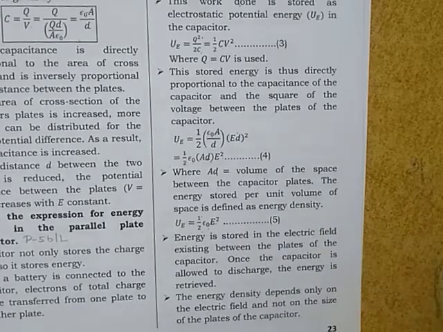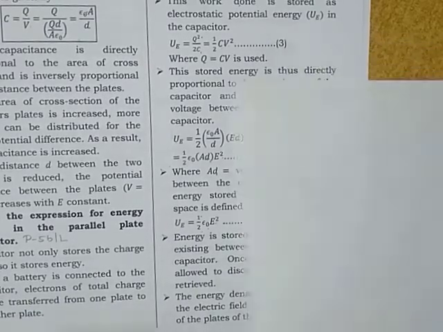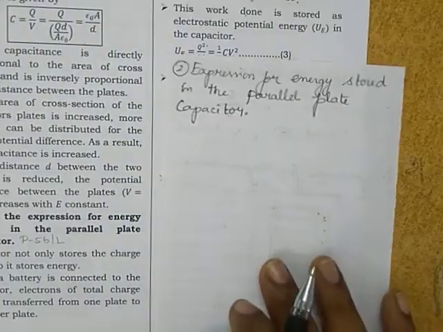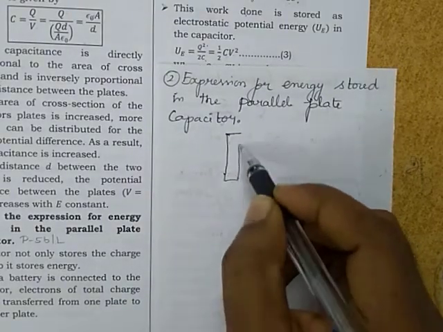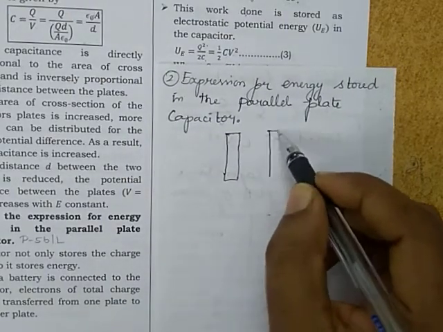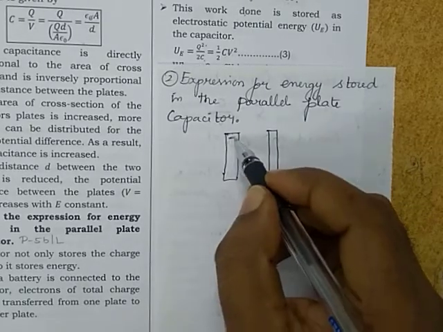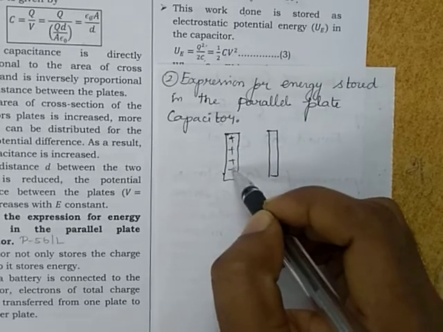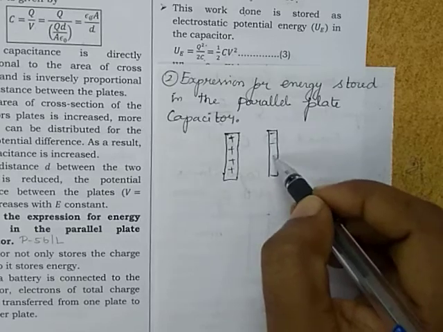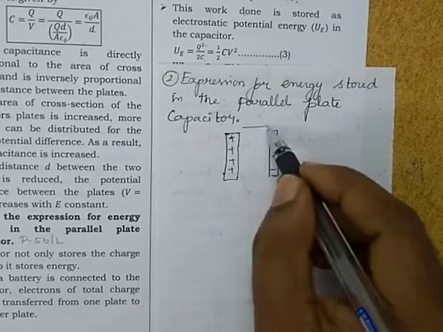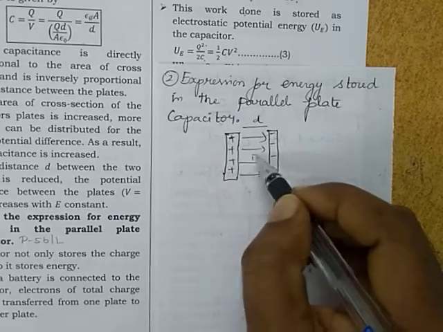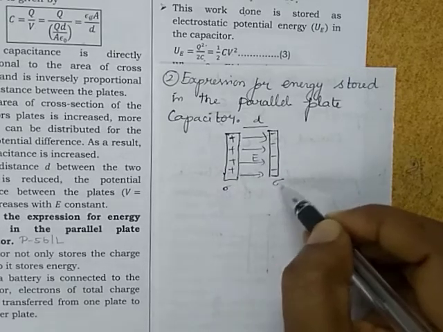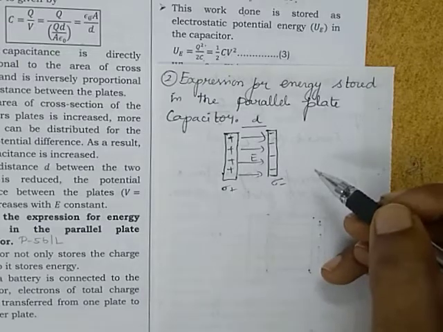Let me see what are the important things needed to answer this question. First of all, we need to consider a capacitor setup: two plates having the same area, having the same surface charge density at a distance d, which produces an electric field. Here it is sigma plus, here it is sigma minus.